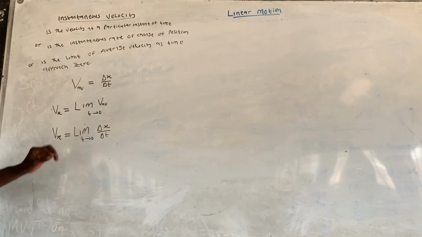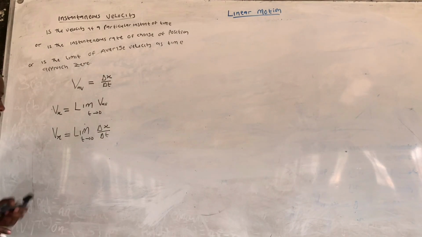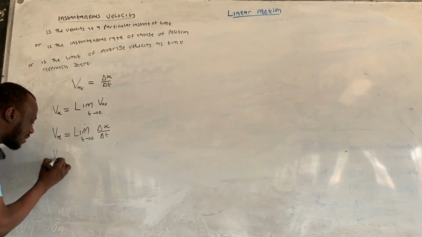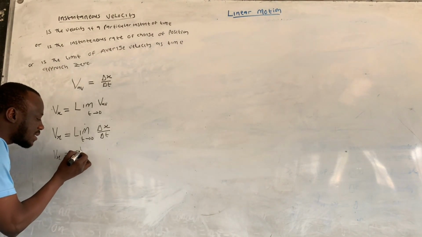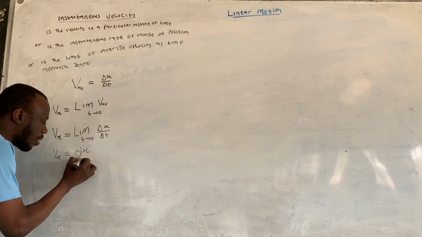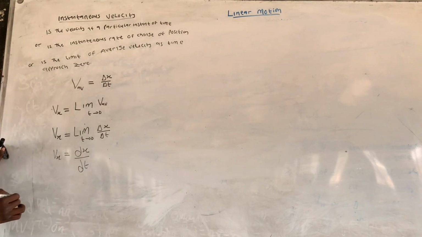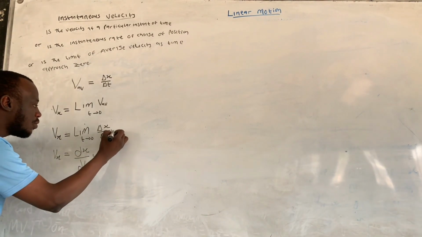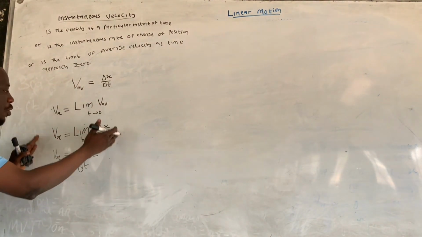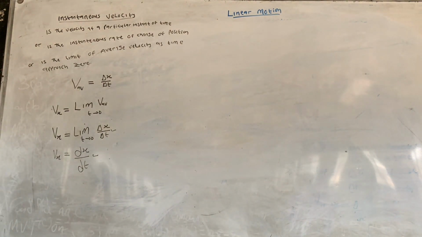Now, since we are talking about limit, that is the tangent, we say that Vx is equal to dx over dt. So either we use this or this. They all belong to instantaneous velocity.